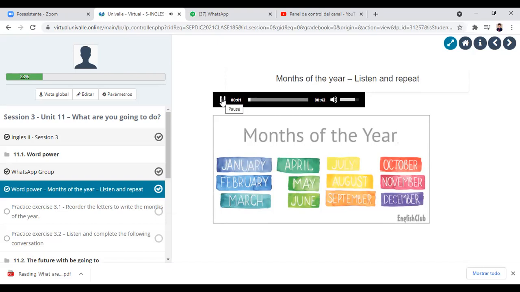Unit 11. What are you going to do? Page 72, Exercise 1. Months and dates. Part A. Listen and practice the months. January, February, March, April, May, June, July, August, September, October, November, December.